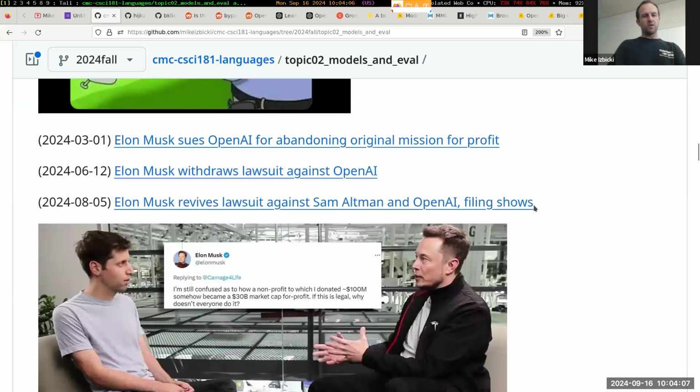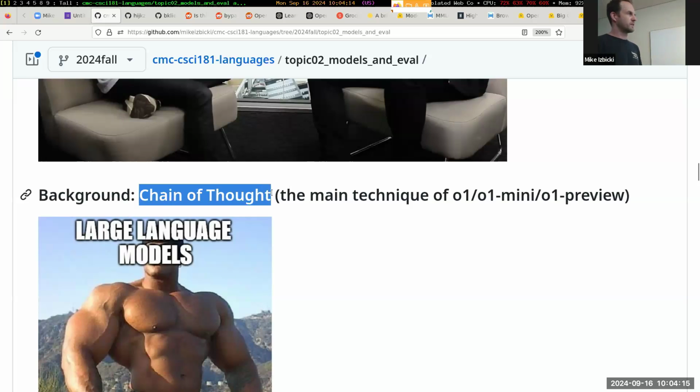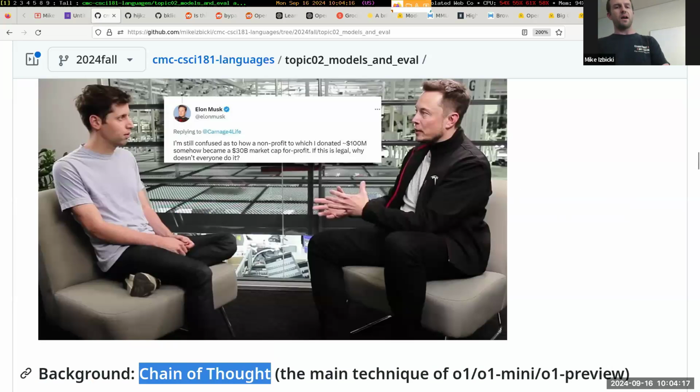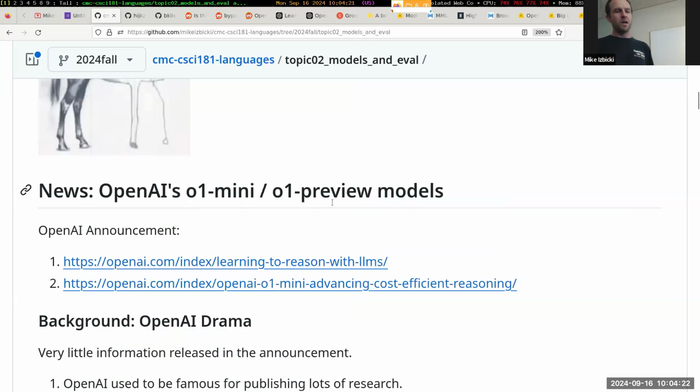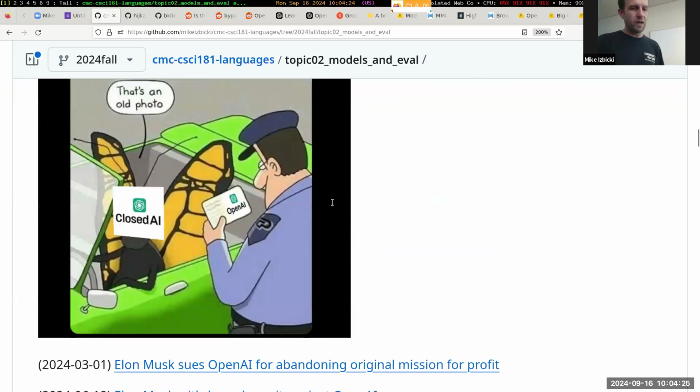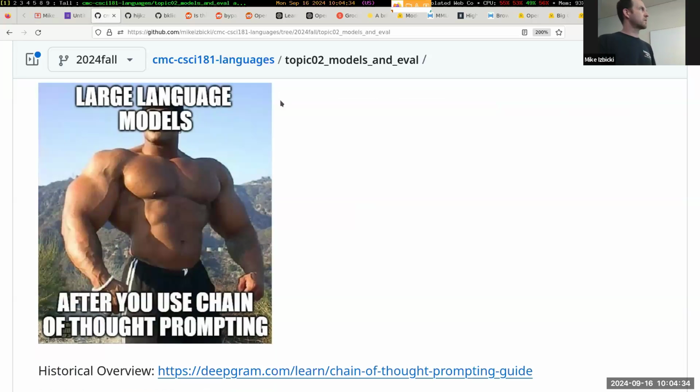Okay, but that's sort of background-ish. The actual technical background of what's going on is this chain of thought technique. So, these new OpenAI models, O1 mini and O1 preview. Again, there's not a whole lot of technical detail, so we can't really know what's going on, but everybody thinks that it's this chain of thought technique. Chain of thought has been around for a long time, and I want us to talk a little bit about what it is, how you all can use it outside of these new models, and why it's good.